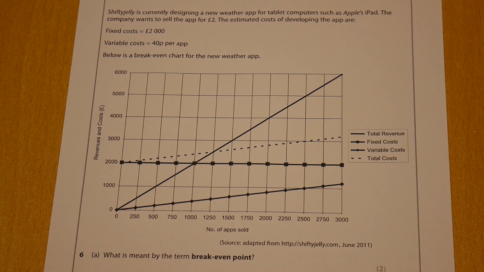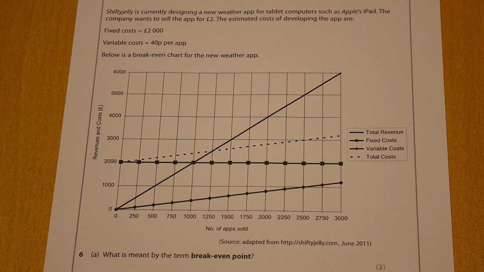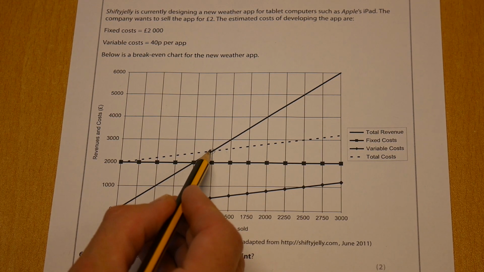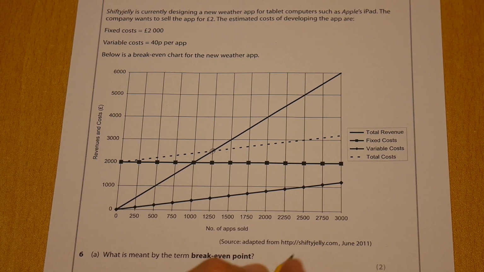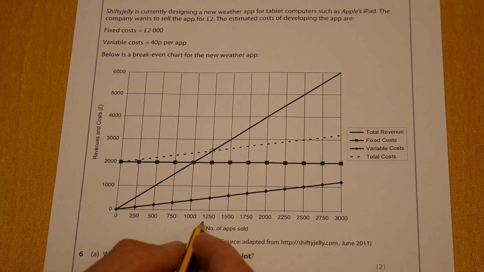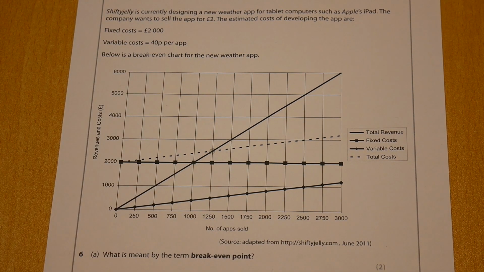So this is a question where something's going wrong. So let's make amends to that right now. Okay, so how do we sort this out? What is meant by the term break-even point? Well, of course, we know it's the point where total revenue equals total cost. We can see that there. We can see that it corresponds to 1,250 apps being sold by this producer, Shifty Jellies.